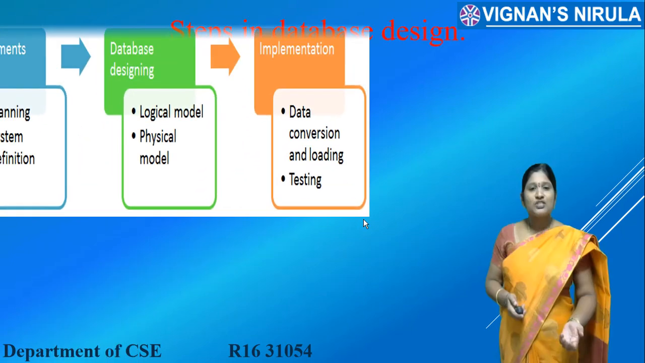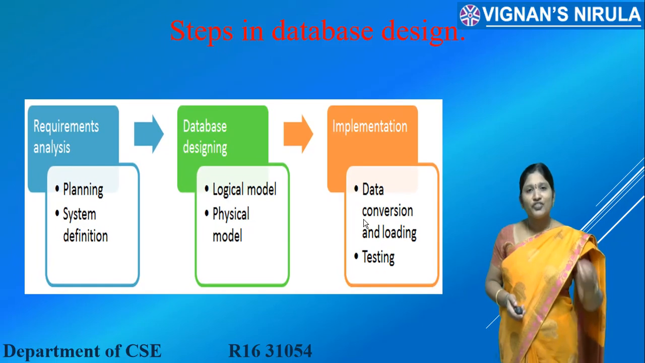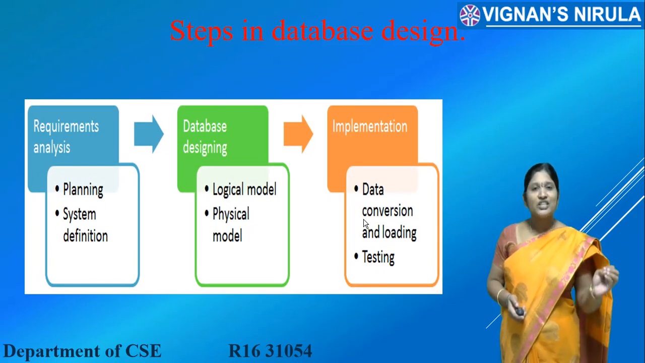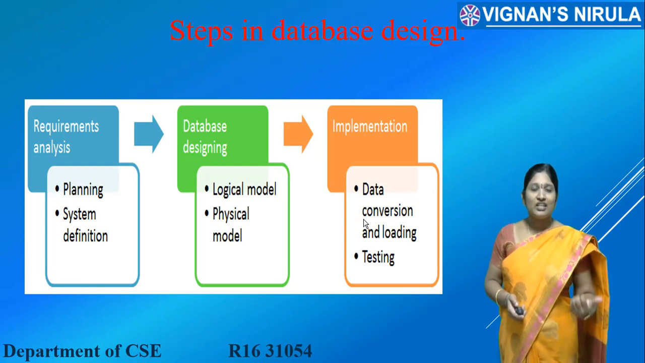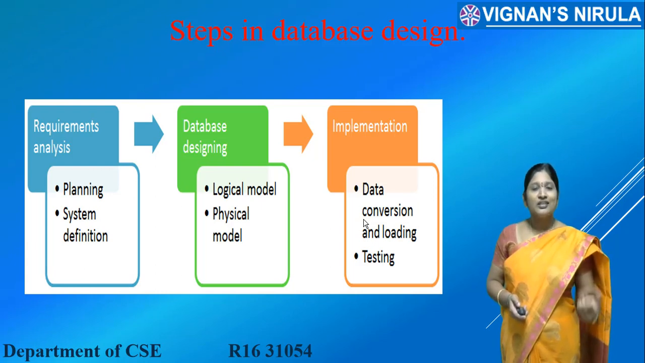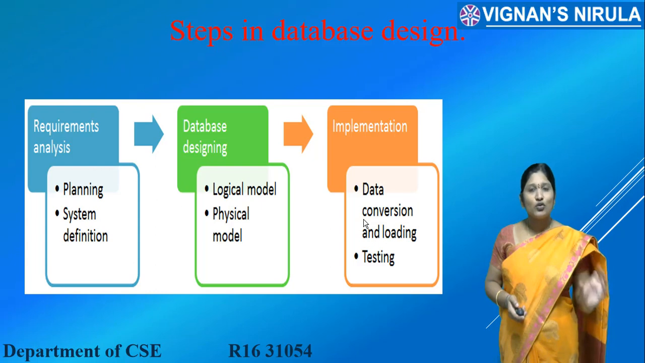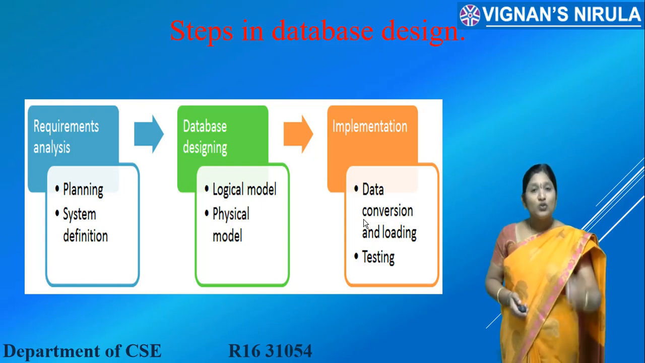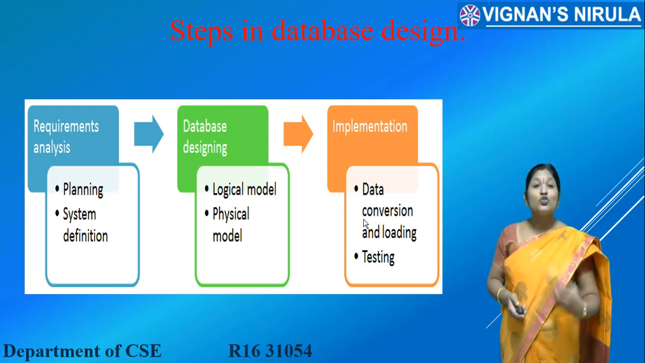So these are the steps in the database design process. The first step, as is being depicted, is requirement analysis. As you already know from software engineering, requirement analysis can be called collecting the requirements from the user. Especially in the case of database design, requirement analysis covers in which way the user wants the database to look.